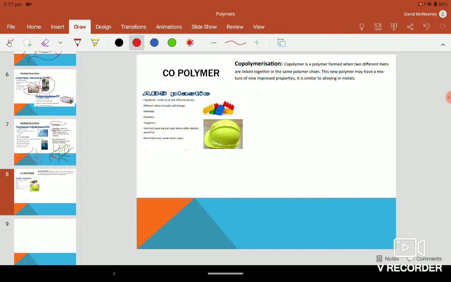The next one I'm looking at, I'll just keep going through this, guys, is a copolymer. A copolymer is the same as an alloy, only for plastics. So two plastics come together to make one. The most popular is ABS. Again, it's made of two different plastics, and you can change the ratio of the plastics. Usually it's 50-50, and you get a certain thing.